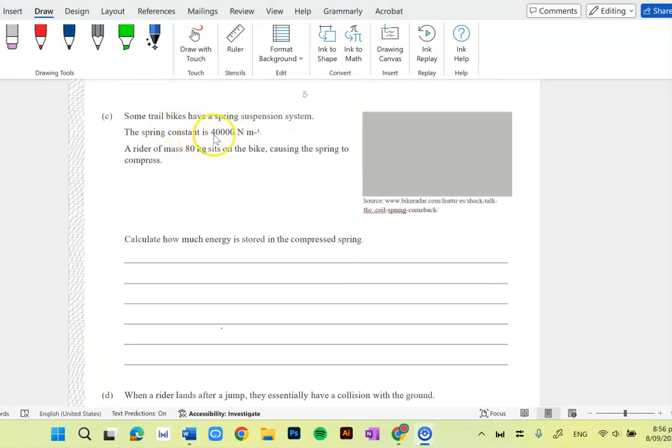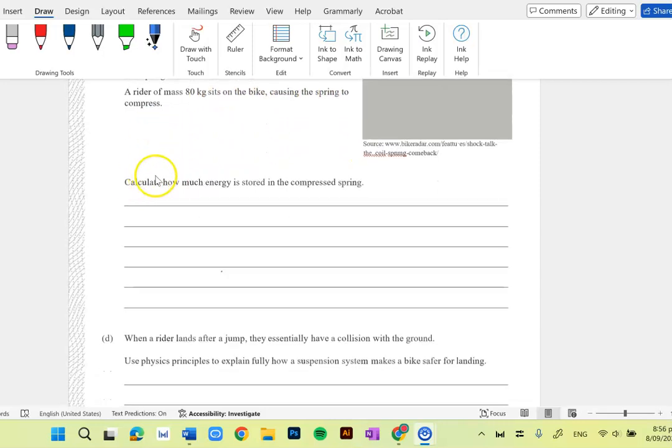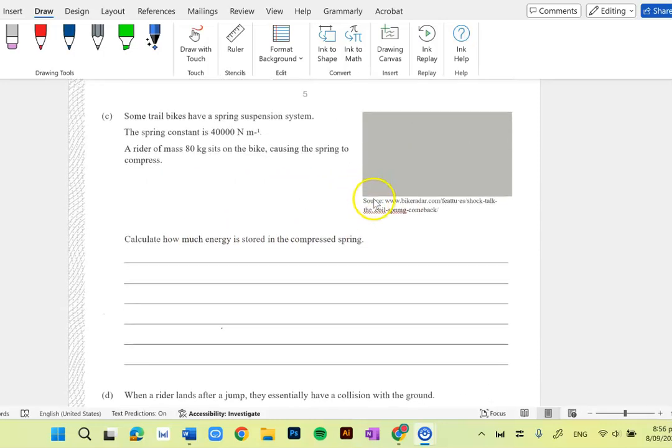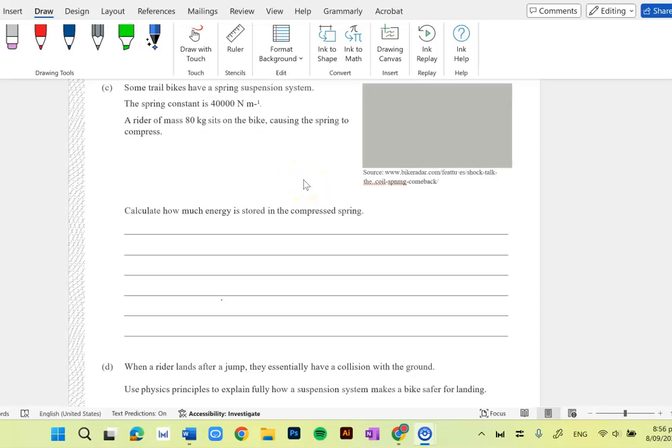The spring constant is 40,000 Newton meters. A rider of mass 80 kg sits on the bike, causing the spring to compress. Goodness me, heavy. Calculate how much energy is stored in the compressed spring. Alright, the first thing we need to do, so to find the energy, it's this equation. Alright, EP equals half of kx squared. That's on your formula sheet.